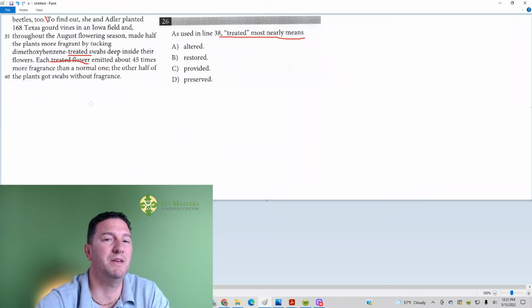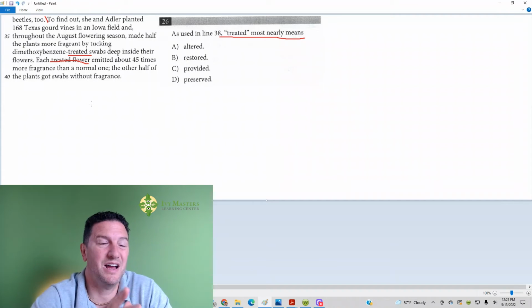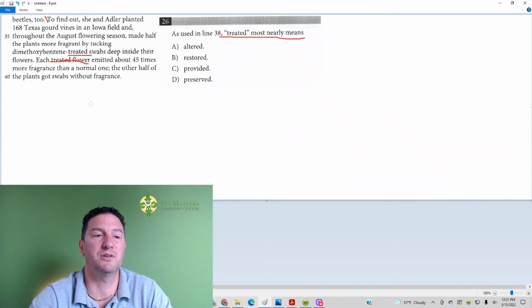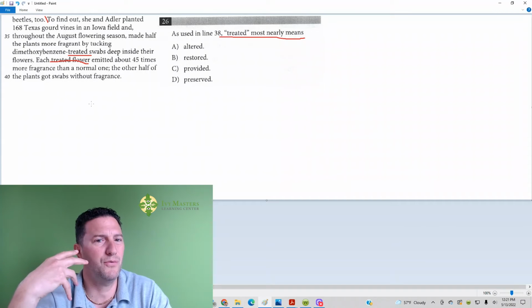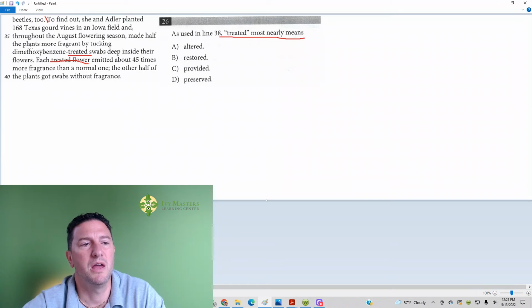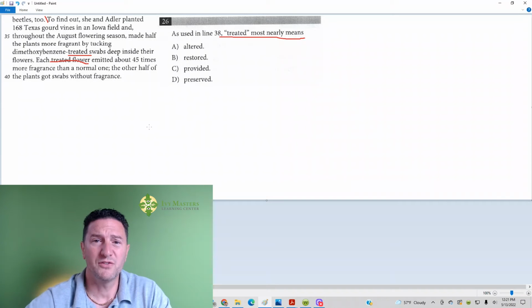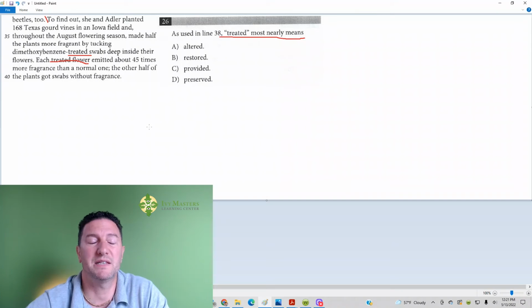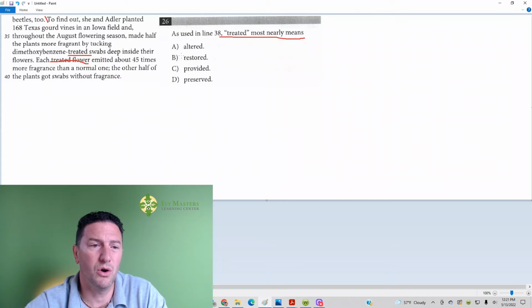So what's treated mean? It means in this context that they added the fragrance to it. And so then you've thought about it. Now we could put each answer choice in place of the original word. Dimethoxybenzene altered swabs, or each altered flower. So you could put it in place of both contexts. That's going to give you the best insight into what the correct answer is. So altered looks all right. Let's check the other ones.